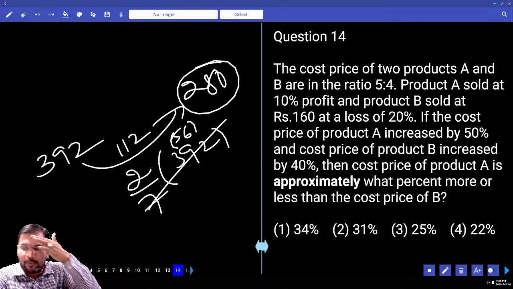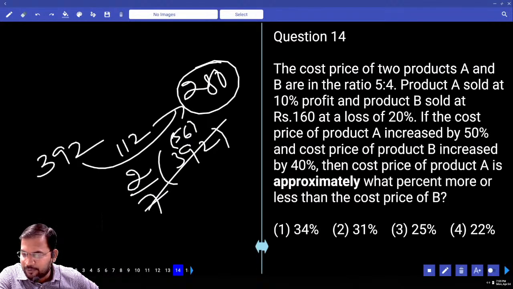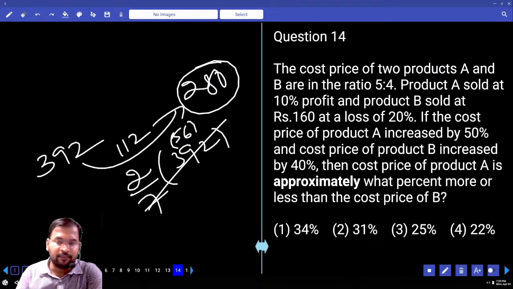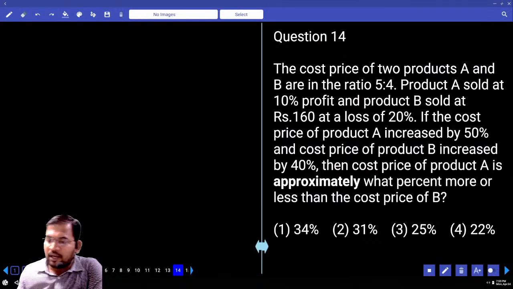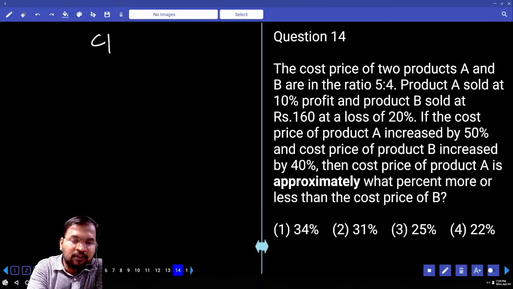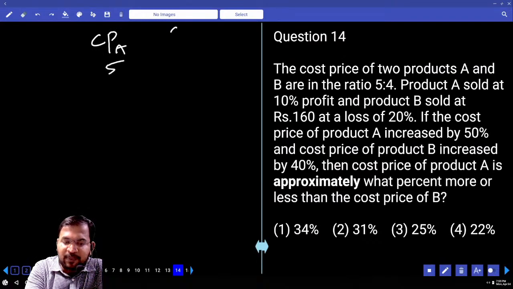The cost prices of two products A and B are in the ratio 5:4. Product A is sold at 10% profit and product B is sold at 160 rupees at a loss of 20%. If the cost price of product A is increased by 50% and the cost price of product B is increased by 40%, then the cost price of product A is approximately what percent more or less than the cost price of product B? Now look at it here, all of you. The cost price ratio is given. The cost price of A is 5 parts and the cost price of B is 4 parts.